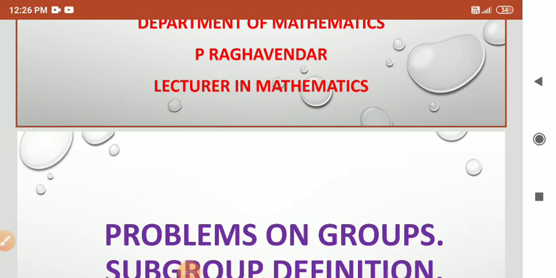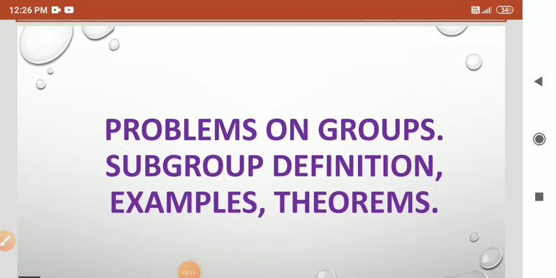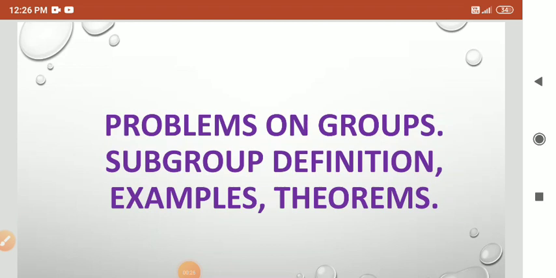Today we are going to discuss the topic: problems on groups and subgroups, definitions, examples and theorems. Once again, today we are going to discuss problems on groups, subgroups, definitions, examples and theorems.